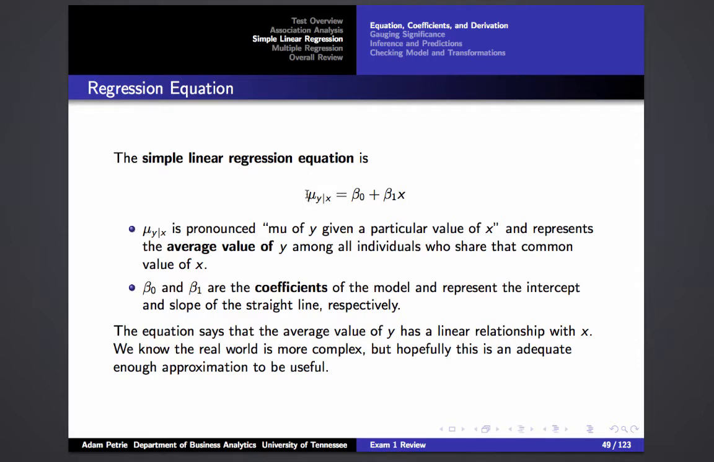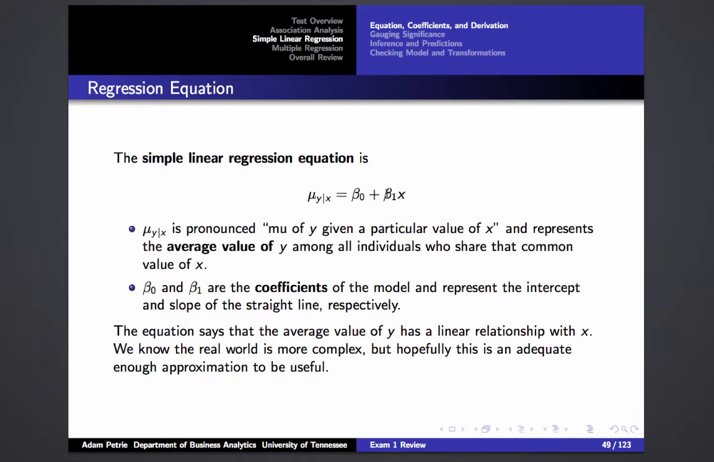So the equation says that the average value of y at a particular value of x is just given to you by beta 0 plus beta 1 times x. Or in other words, the average value of y has a linear relationship with x. It's just an equation for a straight line. So what are beta 0 and beta 1? Well, those represent essentially the truth.